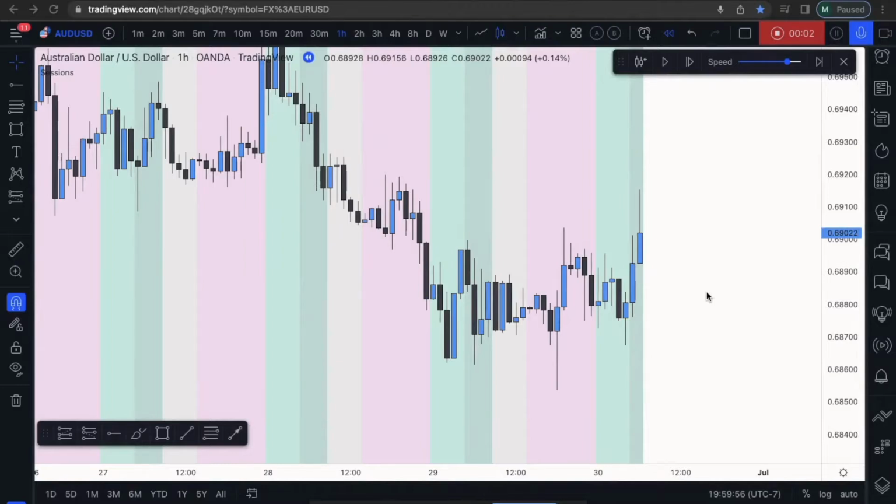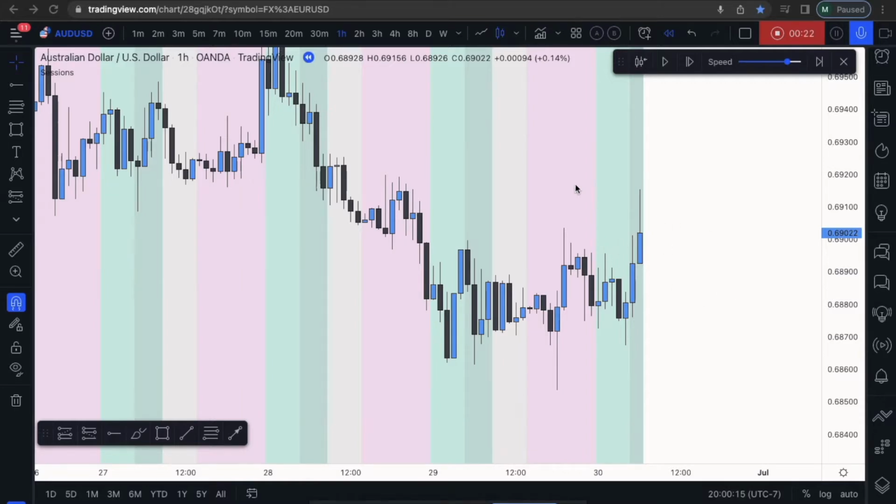Hello, dear traders. Today I'm going to give the step-by-step breakdown on Aussie dollar, the trade that I took yesterday, all of my thought processes so that you guys can learn why I took the short position in Aussie dollar.